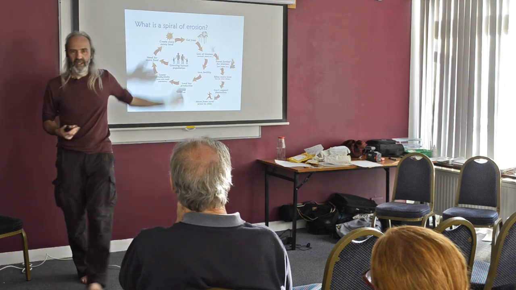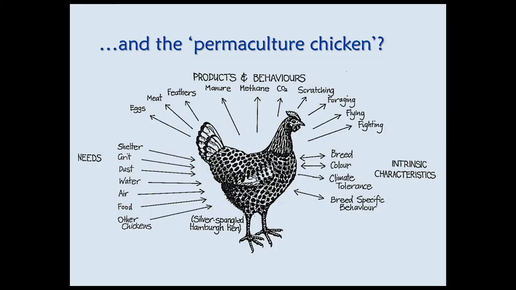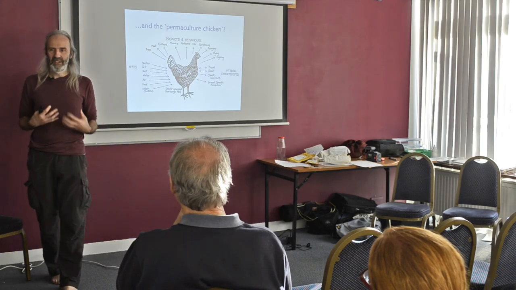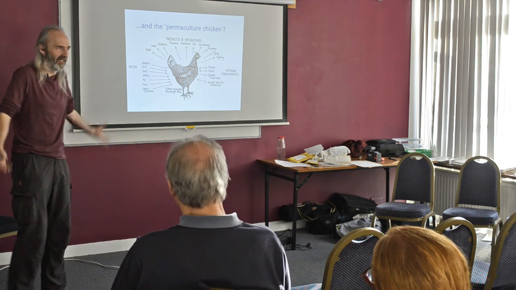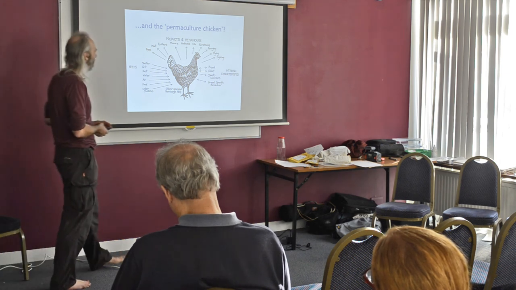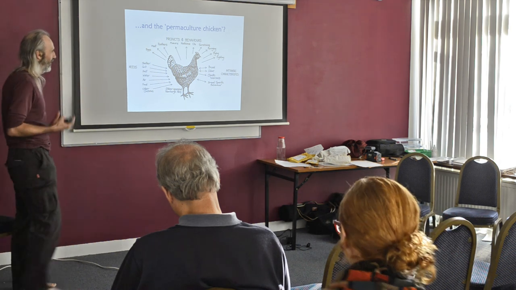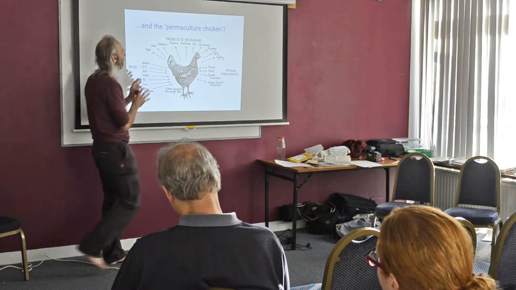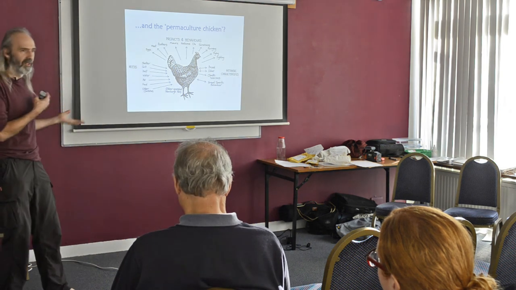So this is a flow and stock diagram, the same as this, strangely enough. Anyone know this? Permaculture chicken? Yeah. So this is also a stock and flow diagram. We don't tend to think of ourselves as stocks, but the reason that certain animals might want to eat me is that I'm full of nutrients and goodness and a good food. So is the chicken. Some things might like to eat that chicken because it's full of nutrients and it has needs. These are flows that come into the chicken, and it has products and behaviors, so things that come out of the chicken.